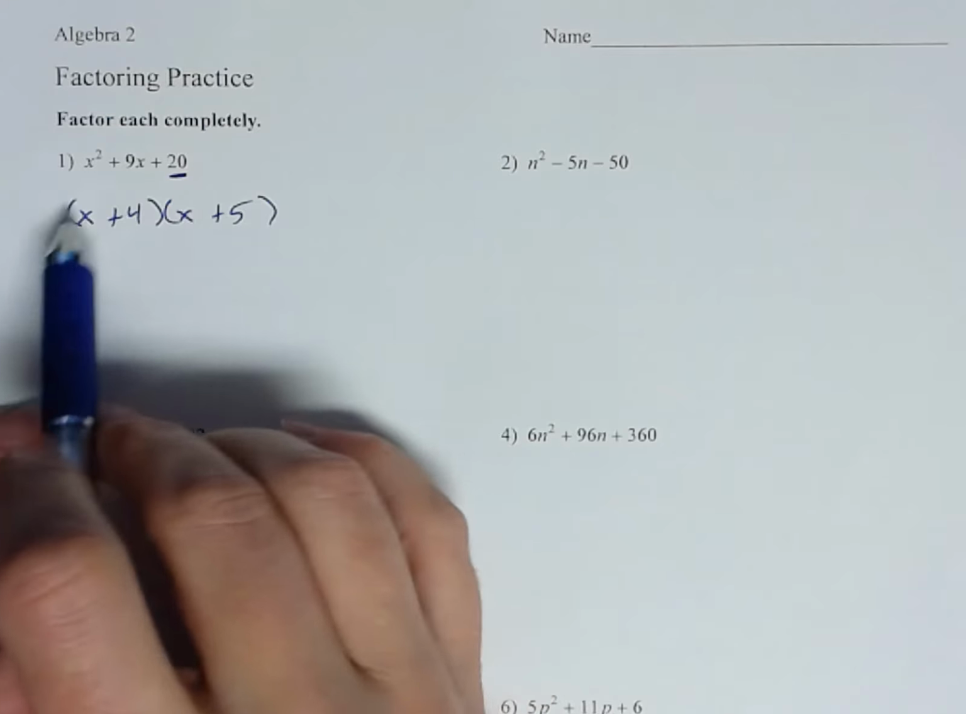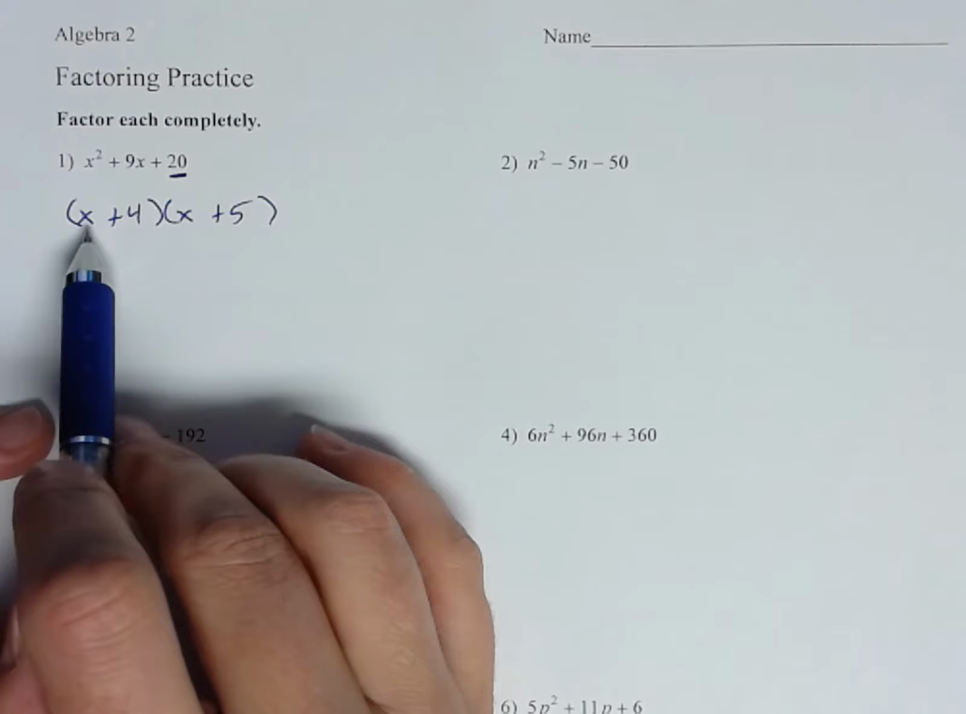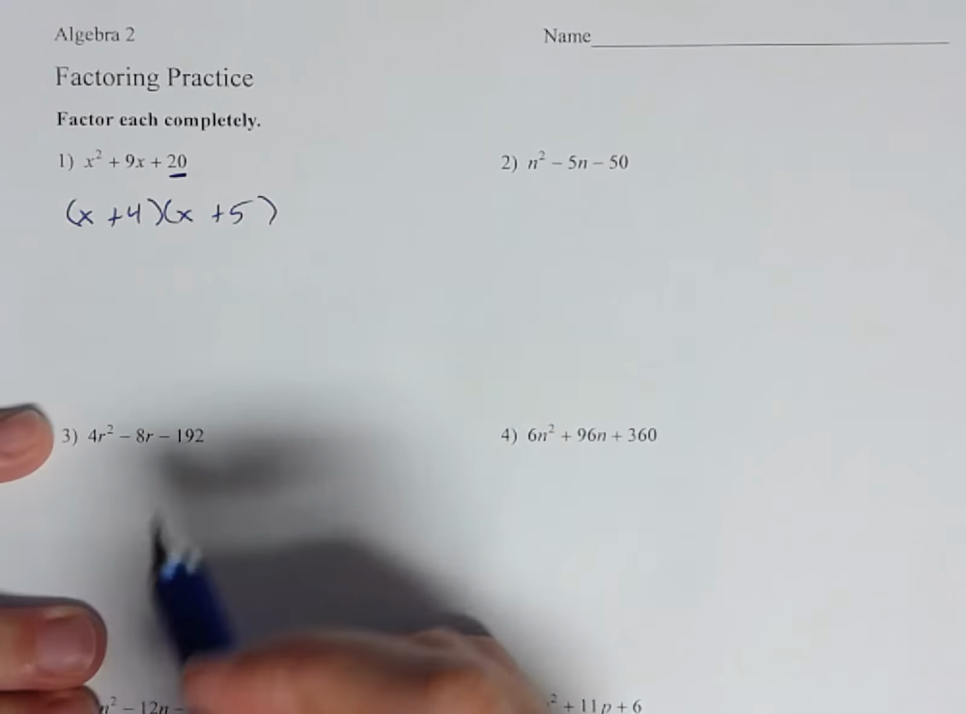So again, think if I multiply this out, x times x, x squared, 4x plus 5x, there's my 9x, 4 times 5, hey, that's 20. Not too bad. How about this one?